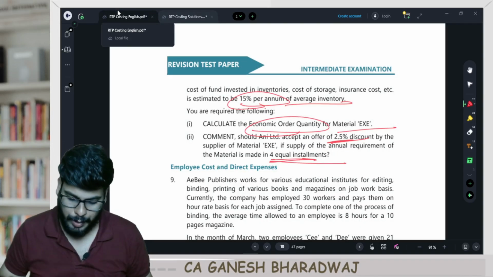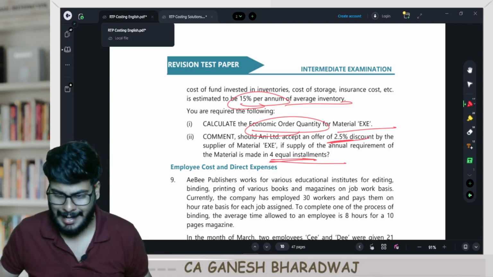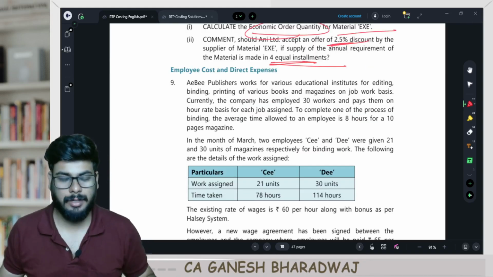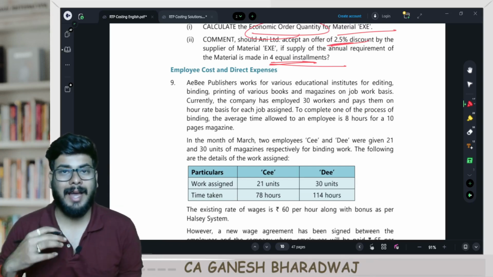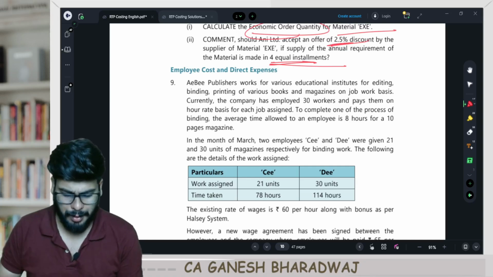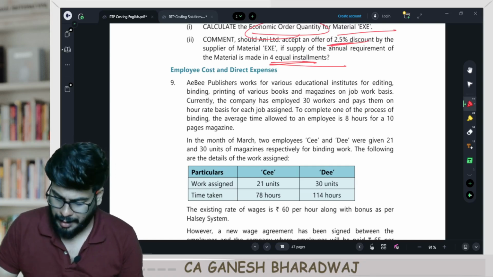So with that, we are done with question number 8 as well. Now question number 9. This question is about Halsey and Rowan plans, but with a small twist they have given. It's fairly a simple problem. So let me read it for you.